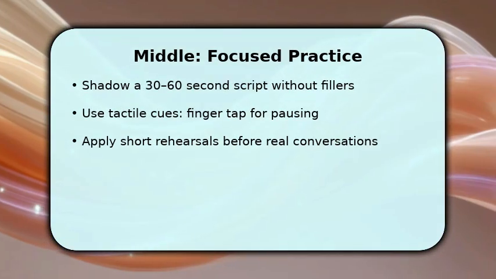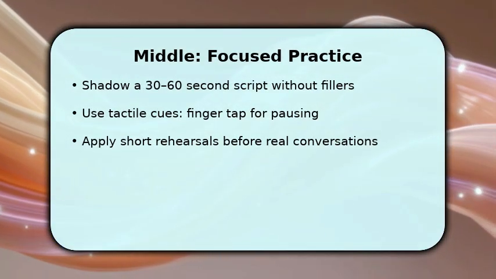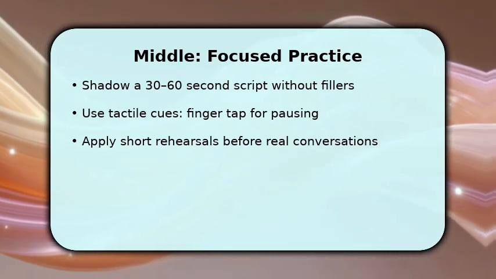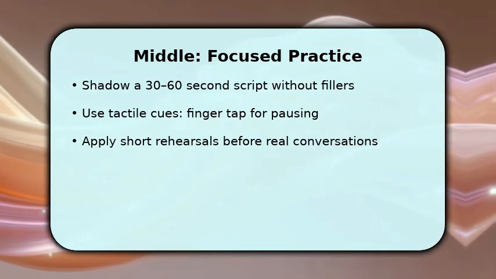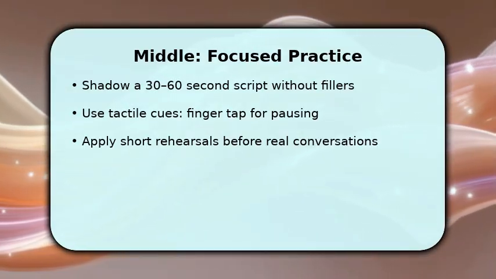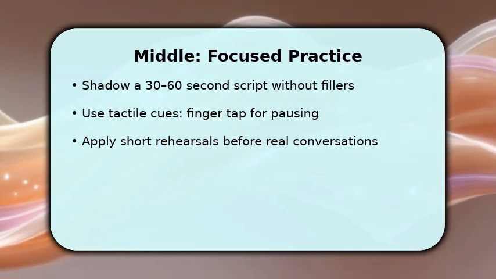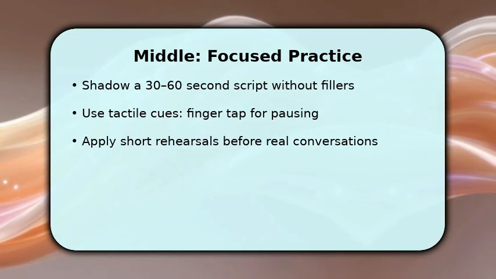You now move into deliberate practice. Choose a short script or talking point and shadow it aloud, intentionally avoiding fillers. Practice in 30 to 60-second blocks so you stay focused. Use a tactile cue, tap your finger or press a knuckle, to trigger a pause when you feel a filler rising. Once comfortable, run quick rehearsals before calls or meetings.